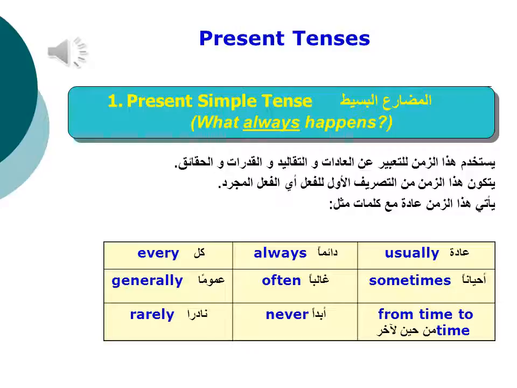The following words in the tables are words that are normally used with the present simple tense. Words like every, always, usually, generally, often, sometimes, rarely, never, from time to time.